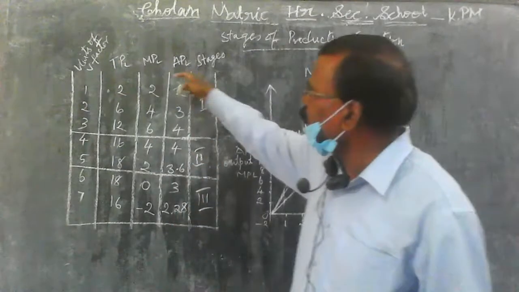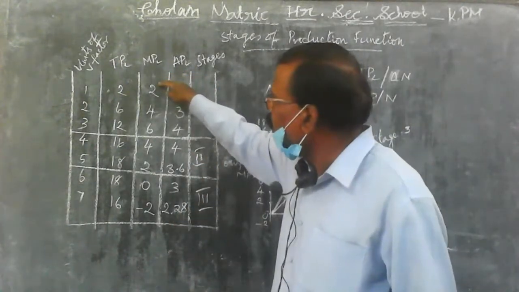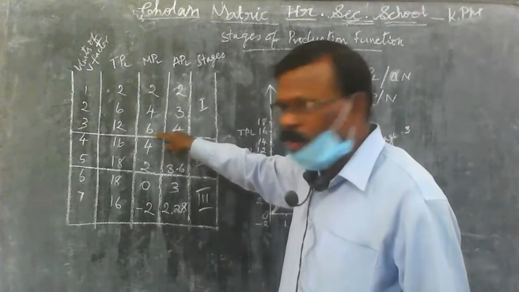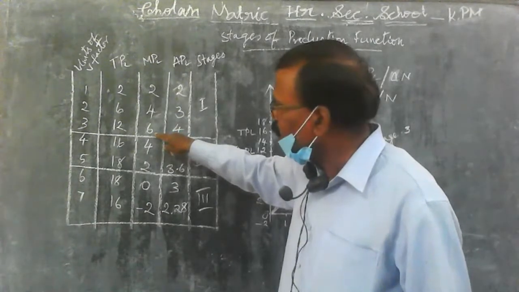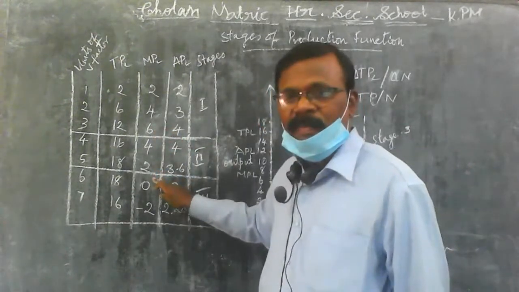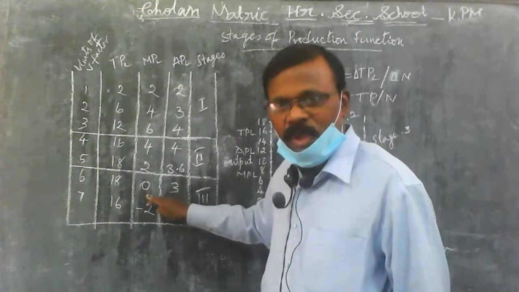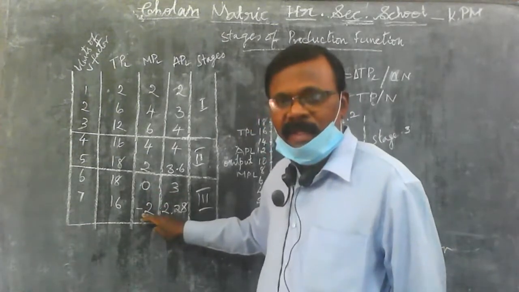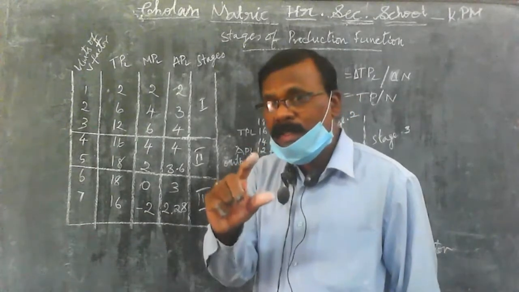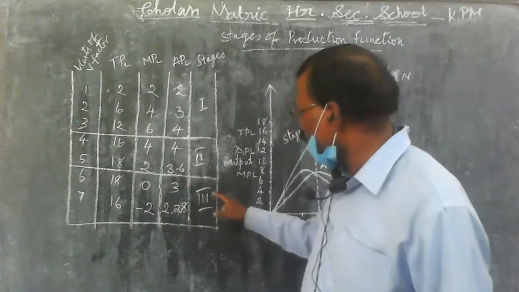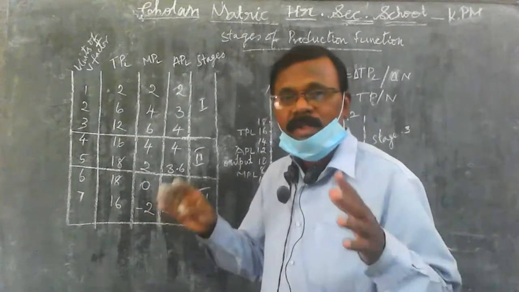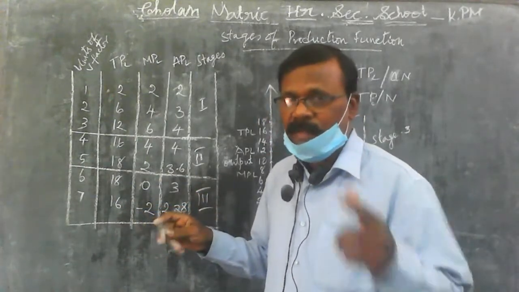And what is the nature of marginal product? Marginal product increases up to a point, that is 6. After that, it declines. Then it becomes 0. Then finally, it becomes negative. Whereas total product and average product always show positive. Have you understood this?